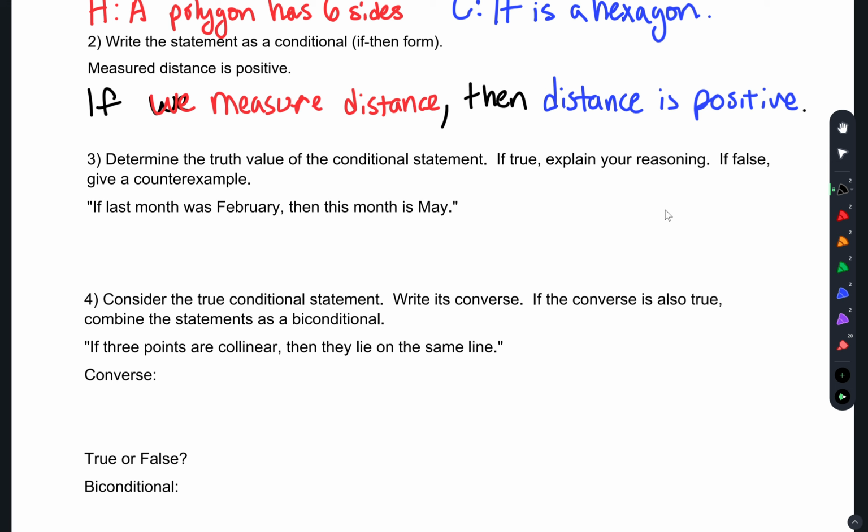If last month was February, then this month is May. What's the counterexample? Why is this false? Oh man, I know we know our months. Yeah, Caitlin? Yeah, the month after February is March, not May. So this is false. And our counterexample could just be the month after February is March, not May.